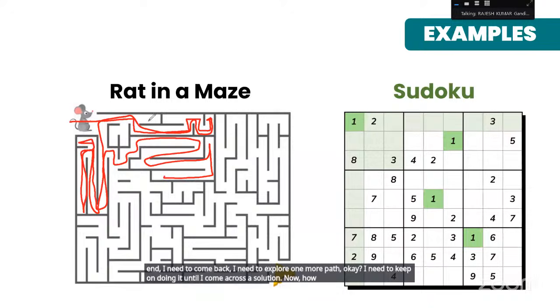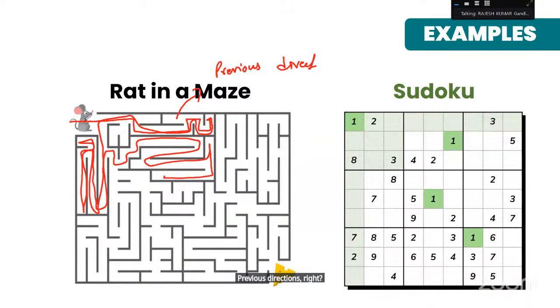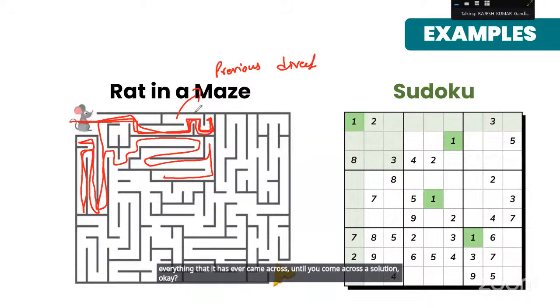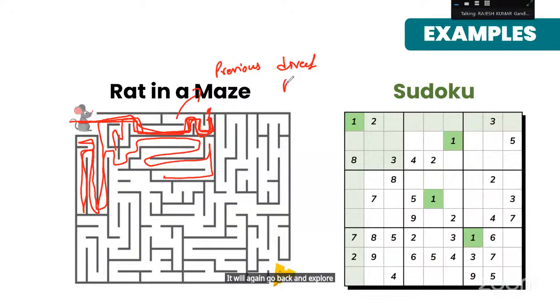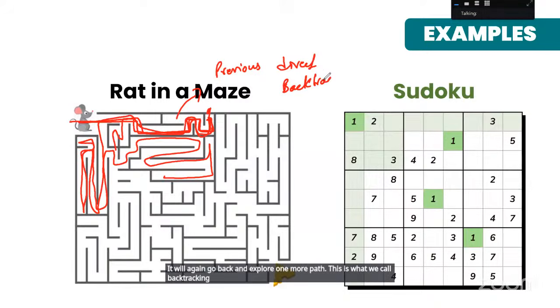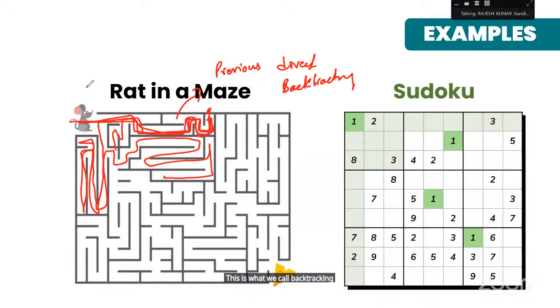Now, how are you able to remember? Like we remember all our previous directions, right? Recursion does this. Recursion saves each and everything that it has ever come across until you come across a solution. Okay? If you did not come across a solution in this path, it will again go back and explore one more path. This is what we call backtracking. You're tracking your steps again, backtracking. So recursion, optimized version of recursion is backtracking. Optimized version of backtracking is dynamic programming. That's it. That's how simple it is.